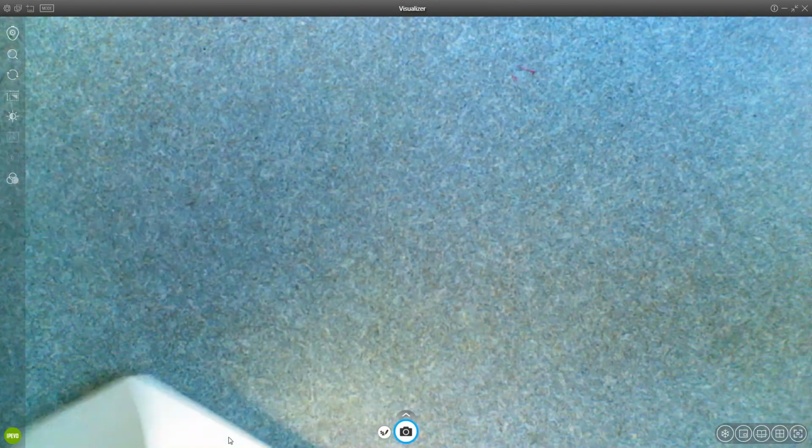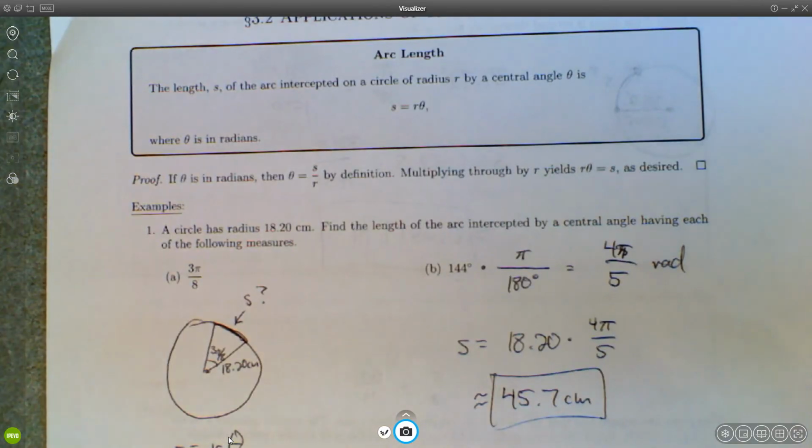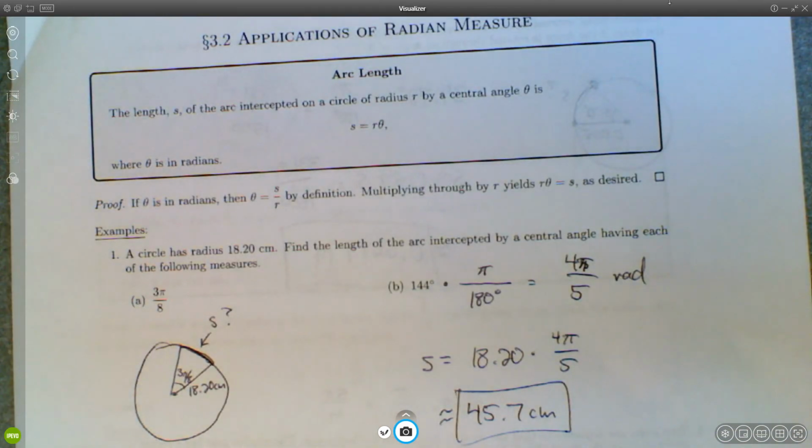And I think that's it. Yep, that's it. So not a ton of stuff in this section, just mainly arc length and area of a sector.